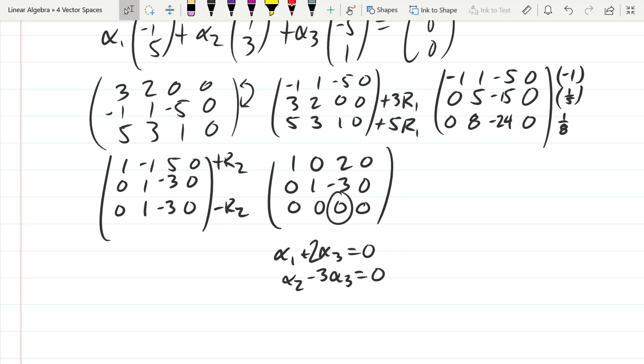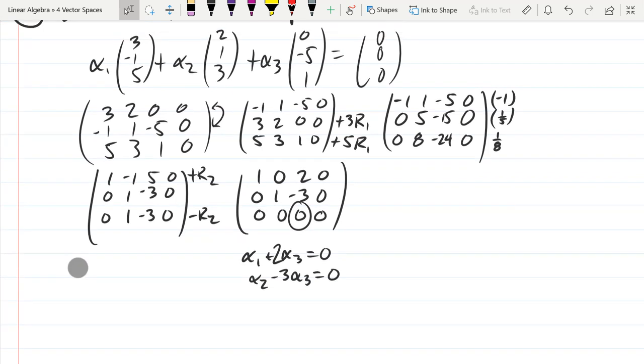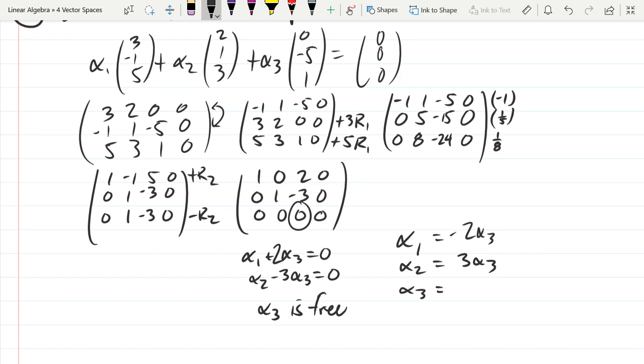So, what we need to do is, we have one free variable, so all we have to do is remove one vector. Let's go ahead and write, we'll solve: alpha 3 is free. So alpha 1 is equal to negative 2 alpha 3. Alpha 2 equals 3 alpha 3. And of course, alpha 3 equals alpha 3.